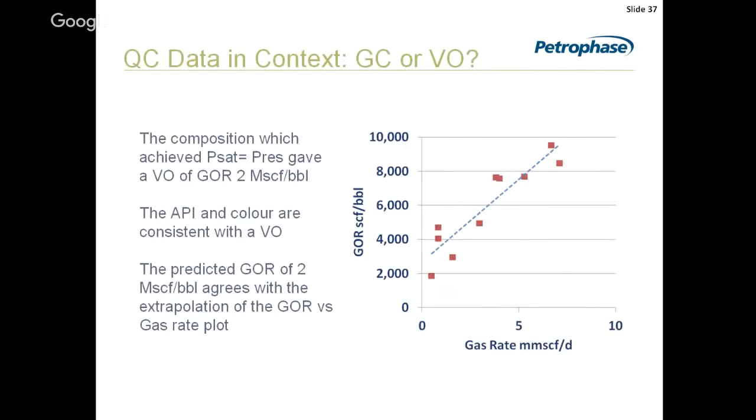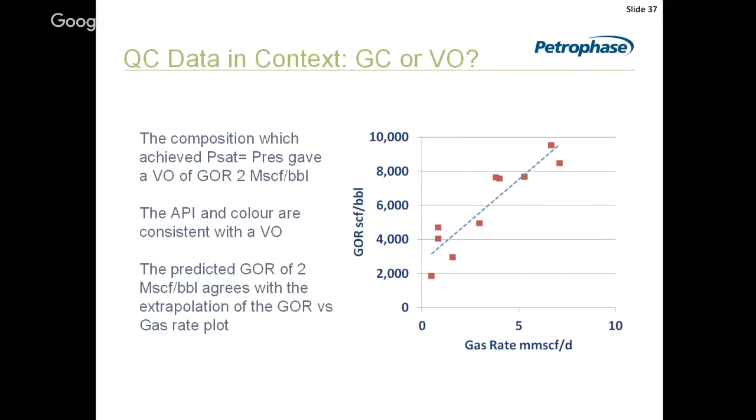The trick is to plot the data so that we can really understand what's going on, as we did in the previous case. But in this case, we're changing things slightly. What we're doing is plotting the gas oil ratio on the y-axis against the gas rate. And it's quite clear that the faster we flow the well, the higher the gas oil ratio.